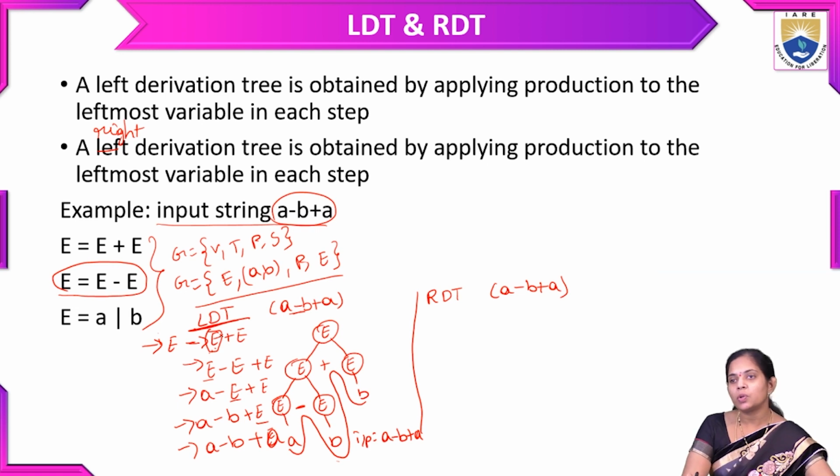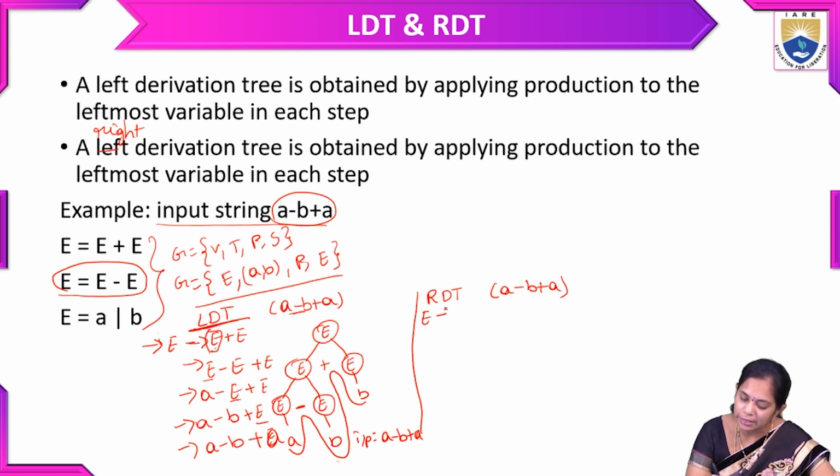Like that, we will also write the rightmost derivation tree. For the same input symbol, we take the production rule. First we take the start state, and then we change the rightmost symbol. In the rightmost derivation tree, we have to take the rightmost symbol, so here I am taking E minus E. Observe: in the leftmost derivation tree we take the left-side non-terminal, and in the rightmost derivation tree we take the rightmost non-terminal.